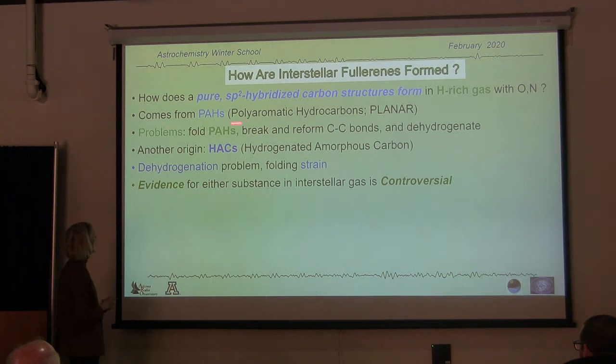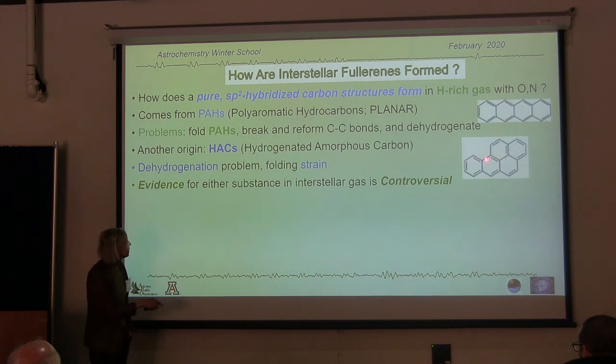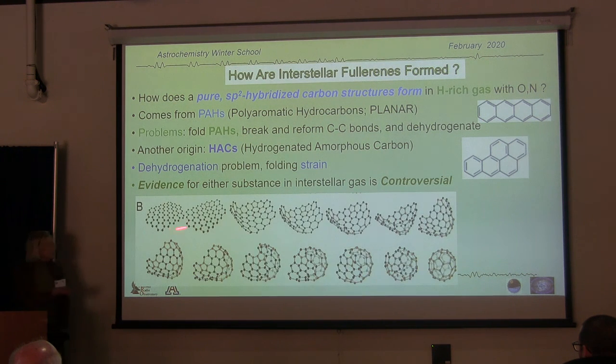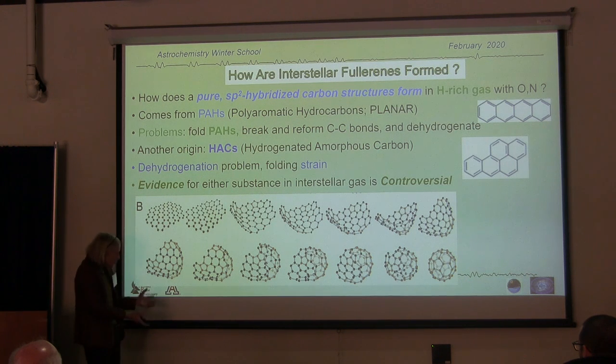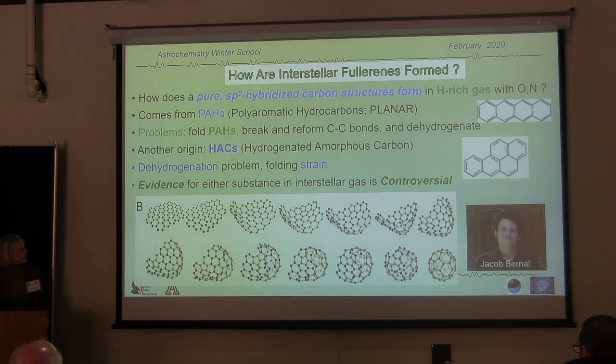There's some thought that they come from PAHs, which someone probably brought up, these very planar polyaromatic hydrocarbons. But one has to take these planar structures to form a buckyball, strip the hydrogens down and then fold them into a ball, which is a very highly energetic process. That's a speculation. Another origin might be what they call HACs, hydrogenated amorphous carbon. Once again, though, you have to dehydrogenate them, and then once again, there's strain from folding structures into balls, and there's some question of whether HACs are there.